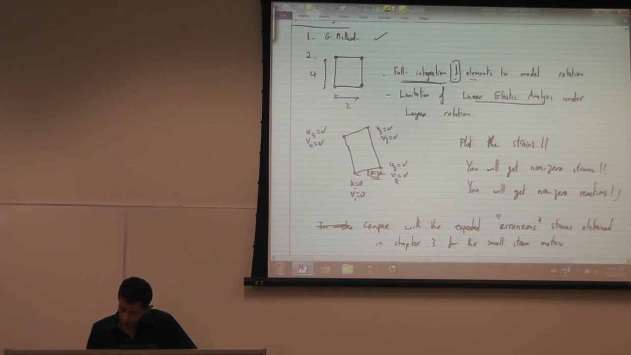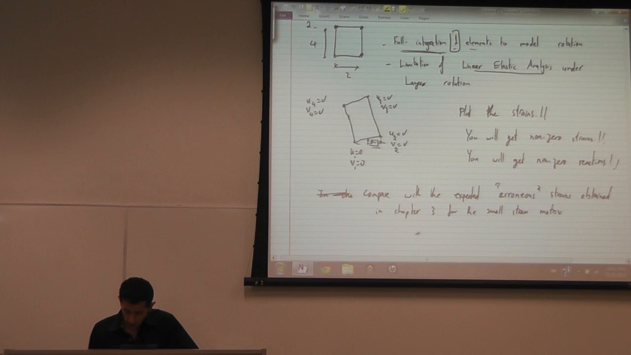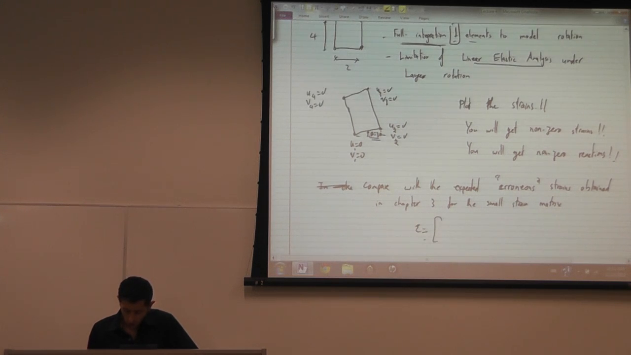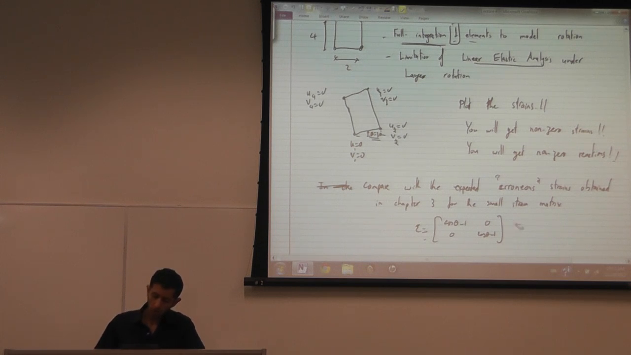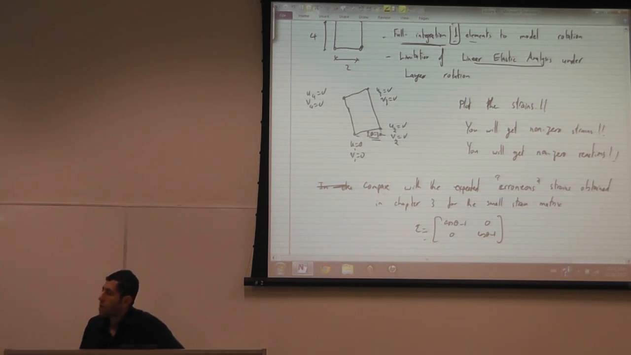I don't remember the exact form, but you can think it will look like this. Epsilon will be equal to cosine theta minus 1. The strain matrix looks like this, I believe, cosine theta minus 1. When theta is very small, cosine theta is almost 1, which makes it 0. But for larger rotations, your cosine theta is not 1, and so you get epsilon 1, epsilon 2. And that's due to the choice of the strain matrix.